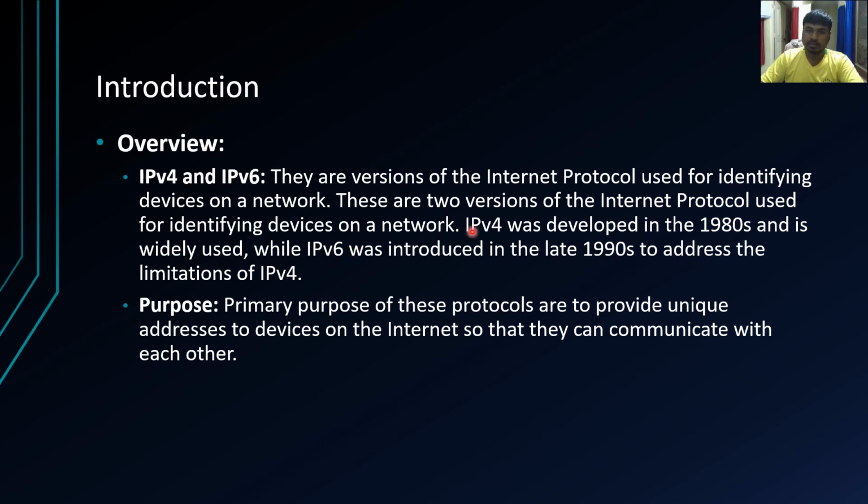So let us see some history, that is how it evolved. IPv4 was developed in the 1980s and is widely used, while IPv6 was introduced in the late 1990s to address the limitations of IPv4. Next, what is the purpose of it? The primary purpose of these protocols is to provide unique addresses to devices on the internet so that they can communicate with each other.